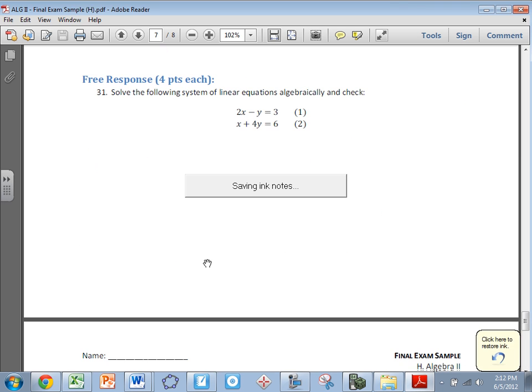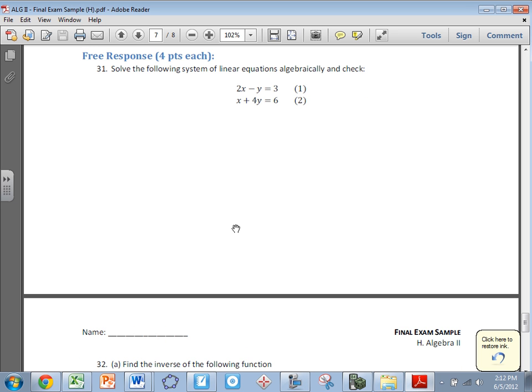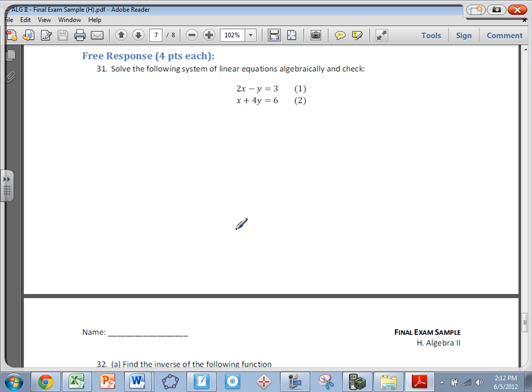Number 31, solve the system of equations algebraically. So systems of linear equations. You can check with a matrix if you would like, that's fine, but you need to solve these algebraically. The first thing I notice is that I can use substitution or elimination. I would personally use elimination because I see here that they're already lined up.